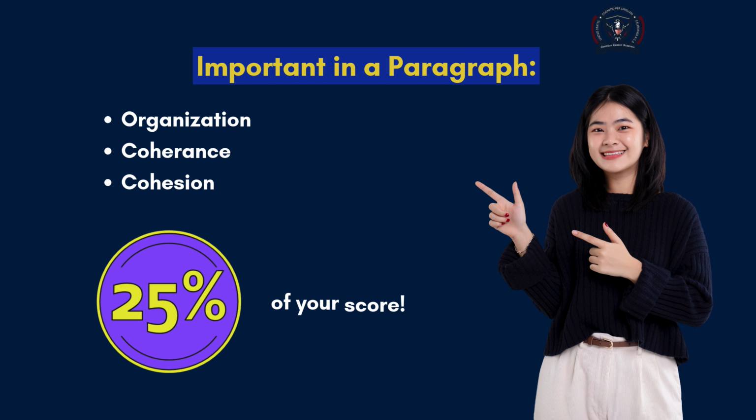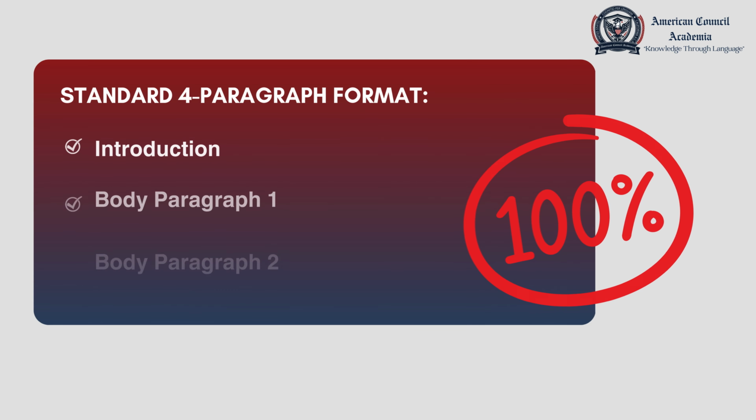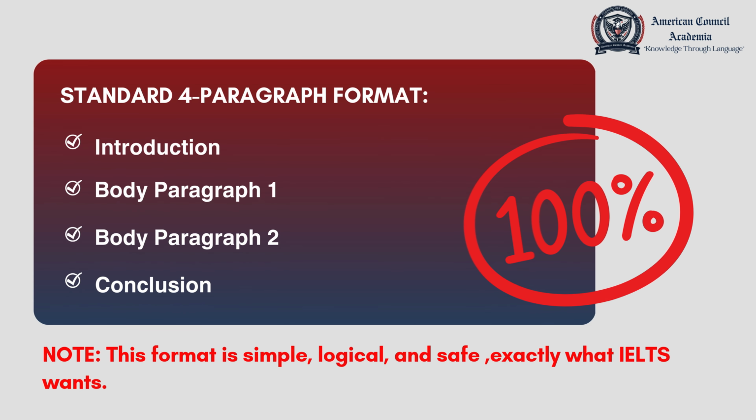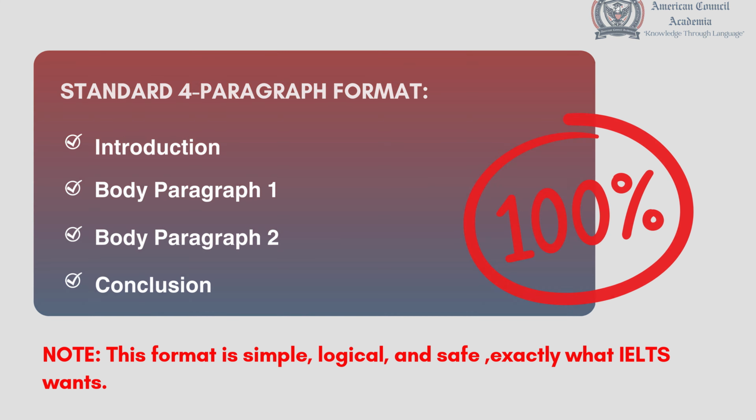Your ideas are only as powerful as how they're organized. If your essay is hard to follow, the examiner will penalize you under coherence and cohesion. That's 25% of your score. Here's a standard 4-paragraph format. Number 1, Introduction. Number 2, Body Paragraph 1. Number 3, Body Paragraph 2. Number 4, Conclusion. This format is simple, logical, and safe, exactly what IELTS wants.